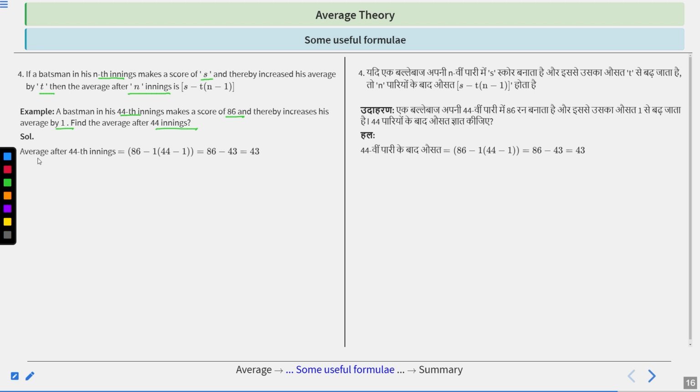So what can we do? We use this formula. The average after 44 innings will become: a batsman hits 86 runs, it is given that in the 44th innings he scored 86 runs. So S is equal to this run, 86, minus the increase in his average, which is 1. So we just put 1 in the bracket. In which innings? Total number of innings are 44, minus 1. So when we calculate it, we get 43. So the average after 44 innings of the batsman is 43.